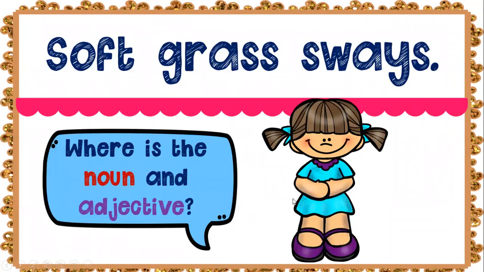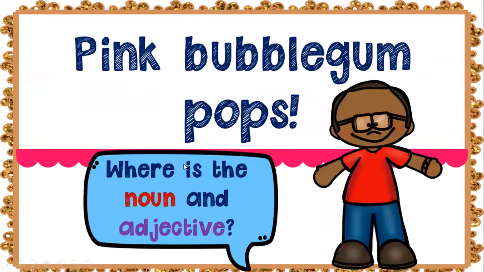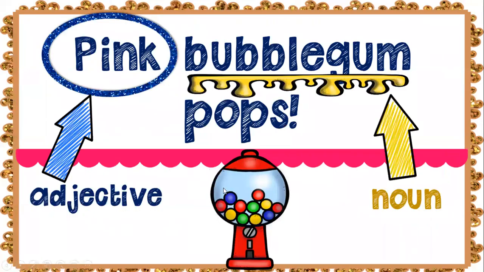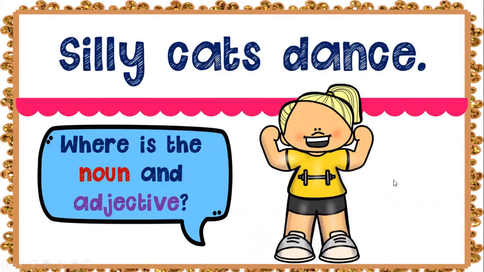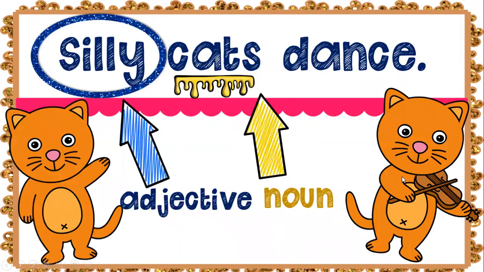Soft grass sways. So you're thinking about grass that when you walk on it, it feels good to your feet. Soft grass sways. Pink bubblegum pops. So if I were to have you draw a picture of this sentence, you would draw bubblegum popping and you would definitely color it pink because pink is the adjective describing bubblegum. And I know that usually pink bubblegum is that sugary, good, bubblegum flavored bubblegum. Silly cats dance. This is not an old fat cat. This is a silly cat.